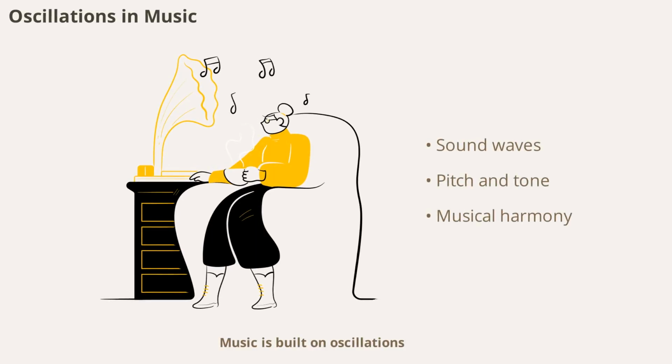Music is built on oscillations. When you pluck a guitar string or blow into a flute, you set up vibrations that produce sound waves. The pitch and tone of the sound depend on the frequency and amplitude of these oscillations. Musicians and instrument makers use this knowledge to create beautiful and harmonious sounds.